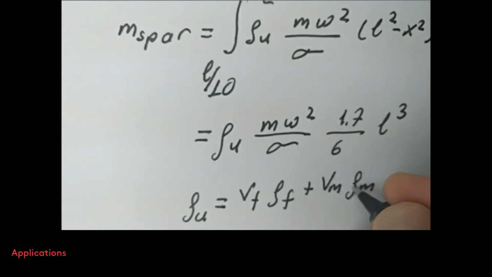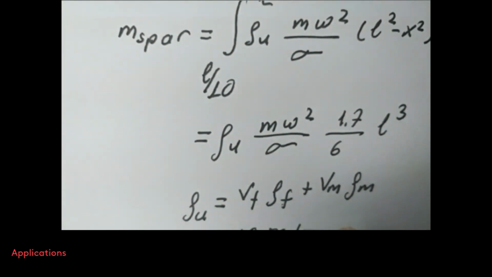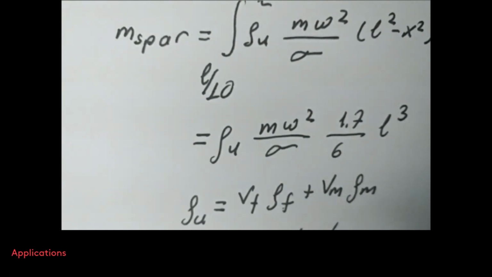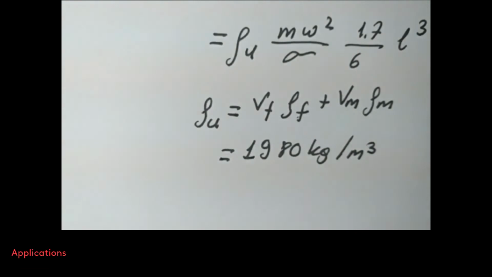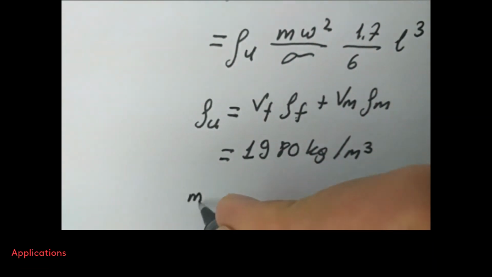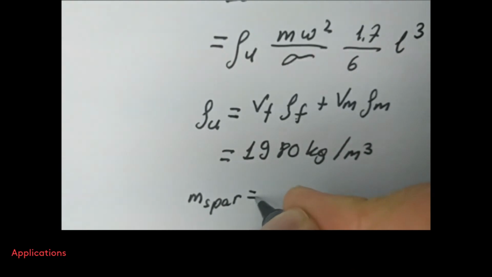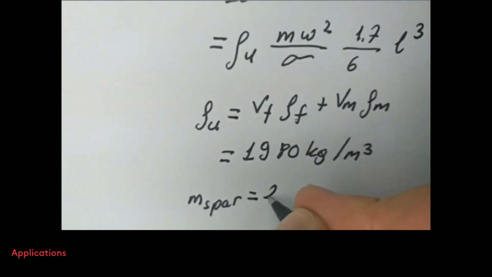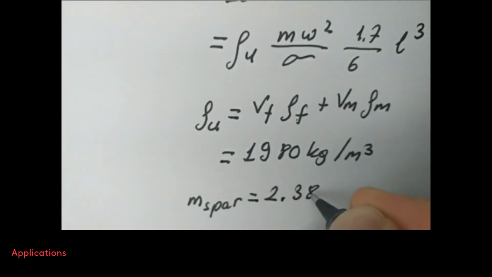So from the tables you can find the density of the matrix phase and density of the fiber phase. If you do the calculation for the glass epoxy, what you are going to get for this volume fraction is 1980 kilogram per meter cube, and from here you can easily calculate the m spar, the weight of the spar. It is 2.38 kilograms. So the blade.